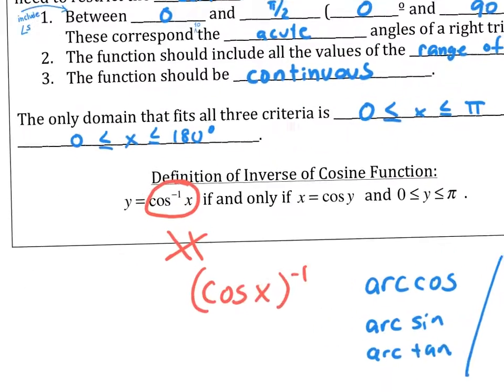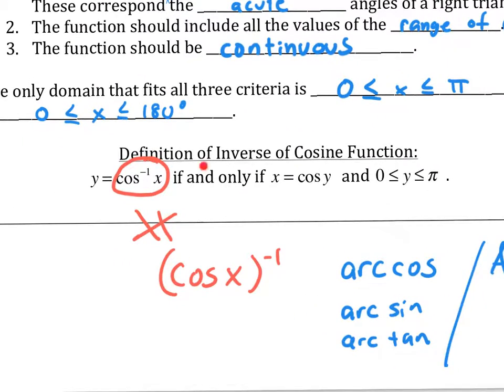All right, so this is the definition of the inverse of cosine. y is equal to the inverse of cosine of x if and only if x is the cosine of y, and we're talking about a restriction here. We're only talking about this domain in terms of radians. Again, that's radians, or 0 to 180 degrees.